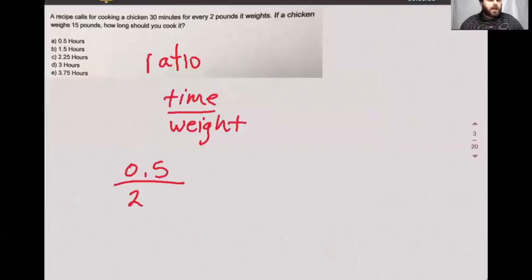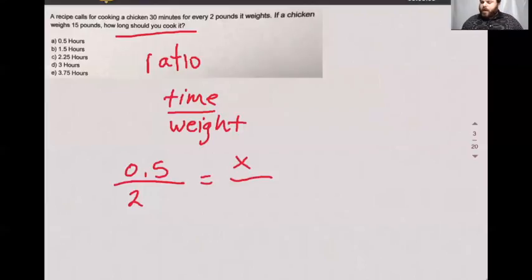Okay, that's where I get that 0.5 hours and 2 pounds. That's the recipe proportion. But excuse me, the recipe ratio. That should be equal to the actual chicken that I'm talking about cooking, but it should be the same ratio. So time over weight. So the time, I don't know the time, but that's what the question's asking. It's saying how long should I cook it? When I don't know something, I always use a variable there.